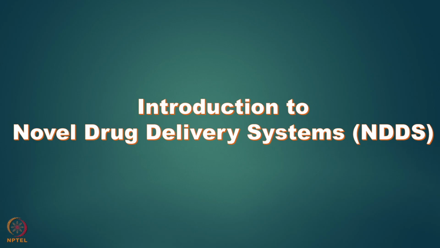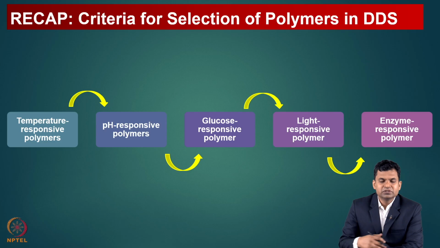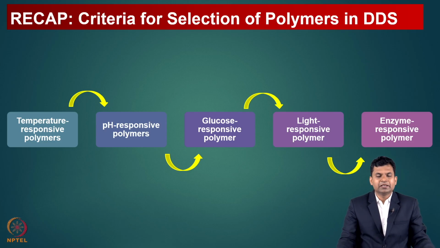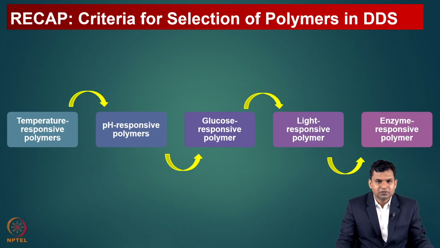So far, we have discussed what novel drug delivery systems are, how these systems can be utilized in pharmaceutical applications, and then we have seen the polymers used in drug delivery systems. We learned about the various properties of the polymers, the classification of the polymers and the nature of the polymers. And we also saw the applications of the polymers in drug delivery systems.